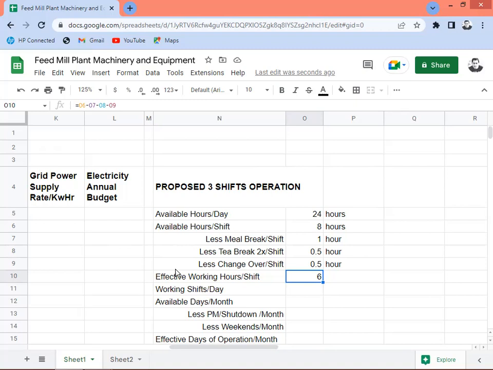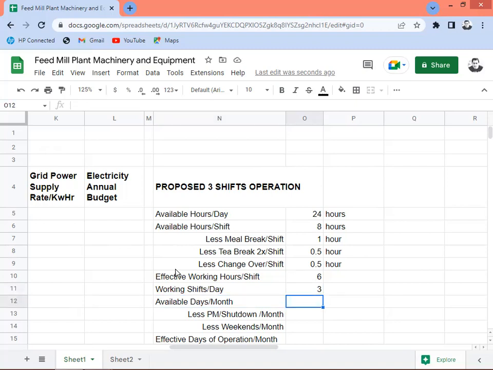Okay, so the next one would be working shifts per day is 3 shifts. It could be from 6 in the morning. The first shift would be 6 in the morning to 2 o'clock in the afternoon. Then the next shift would be 2 o'clock in the afternoon to 10 o'clock in the evening. And then the third and last shift would be 10 o'clock in the evening to 6 o'clock in the morning. So that would be 3 shifts total.